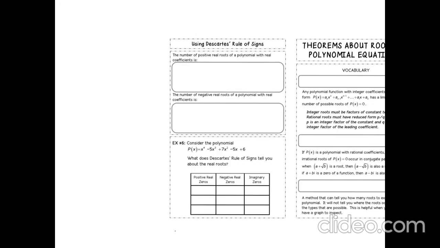The first thing I want to talk about is that the number of positive real roots is the same as the number of sign changes in the original polynomial that's in standard form. Then I reduce by 2's, and I'm going to explain that in a second.